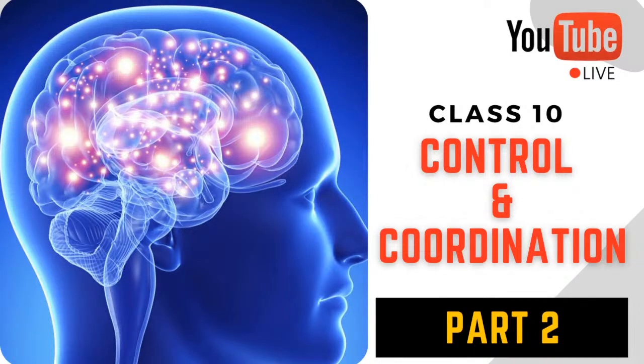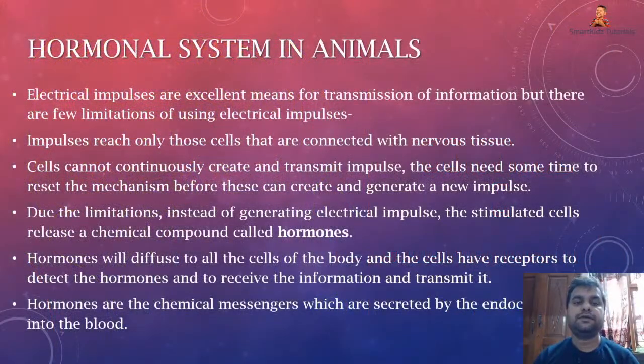In this video, we will be going through the hormonal system in animals. In the previous video, we had studied about the nervous system in animals. So here we will focus on the hormonal system in animals, as well as go through the coordination system in plants, as well as the hormonal system in plants.